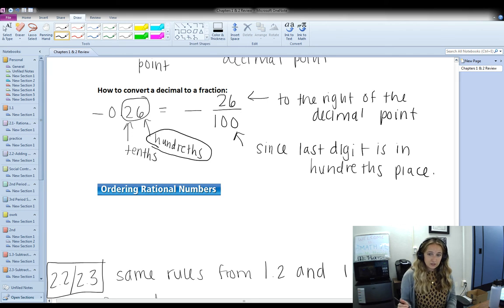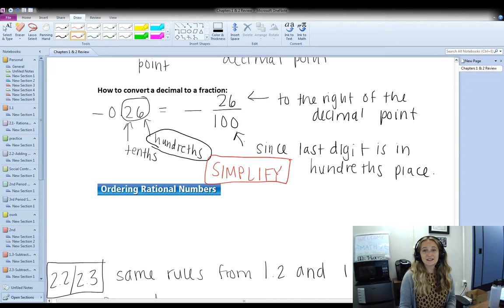And then the last step that you always, always want to make sure that you do is you need to simplify, okay? So I would not leave this like that because I see they're even numbers. So I would need to reduce the fraction and simplify before I box it in as my final answer.